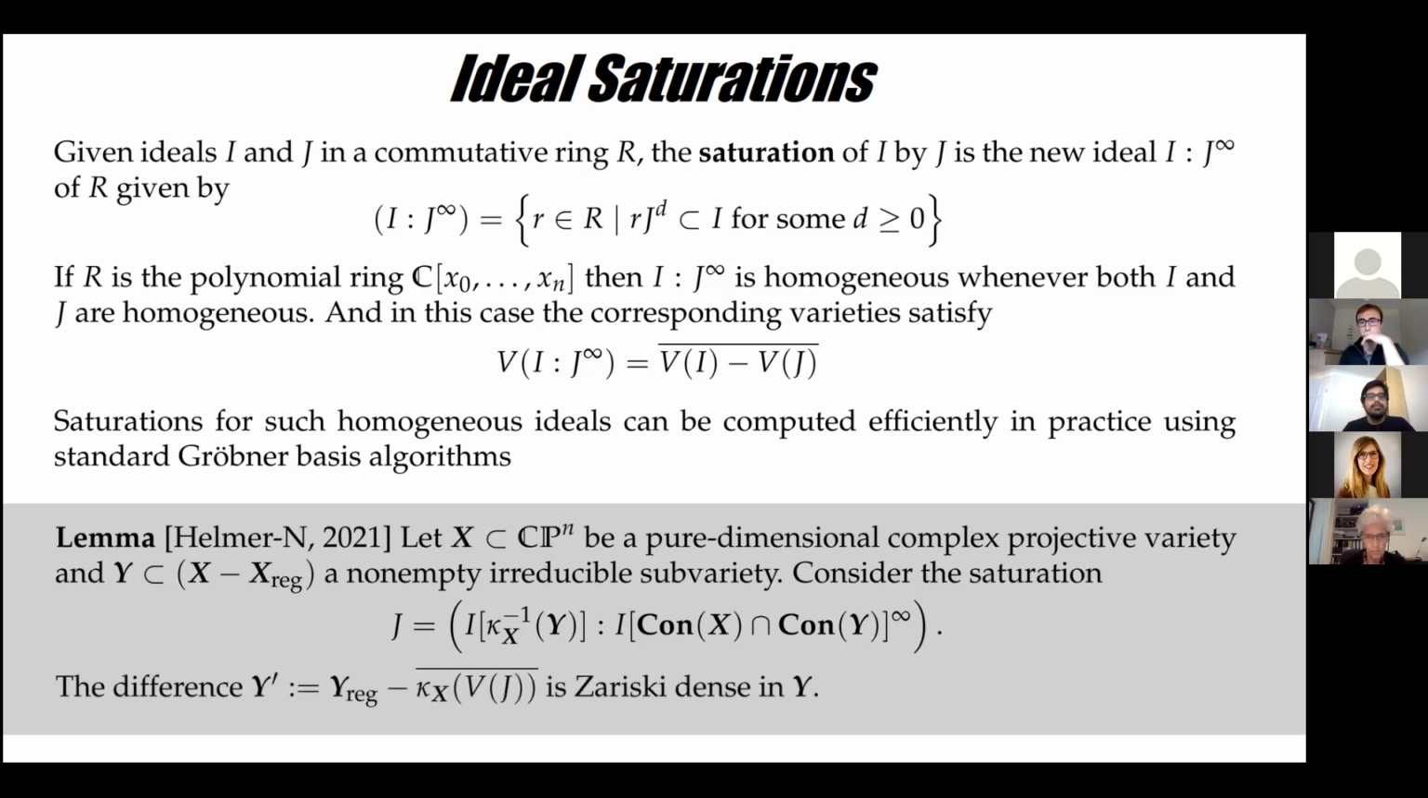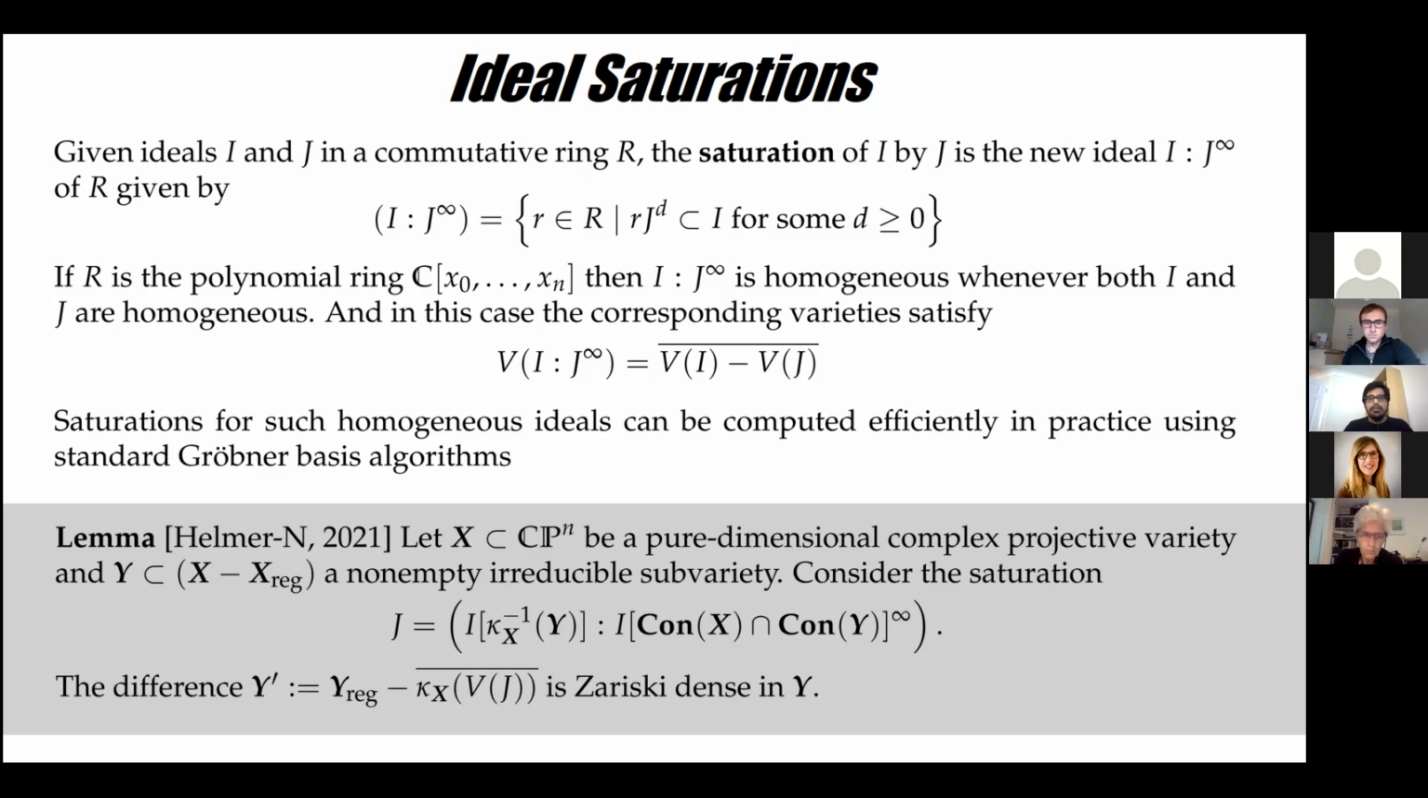Then the difference that you get by throwing away the conormal map applied to the variety spanned by J is Zariski dense in Y. Zariski dense just means that the complement is some codimension bigger than one piece. So Y reg is almost all of Y prime. You just have to throw out some polynomial bits. So this is the main lemma.